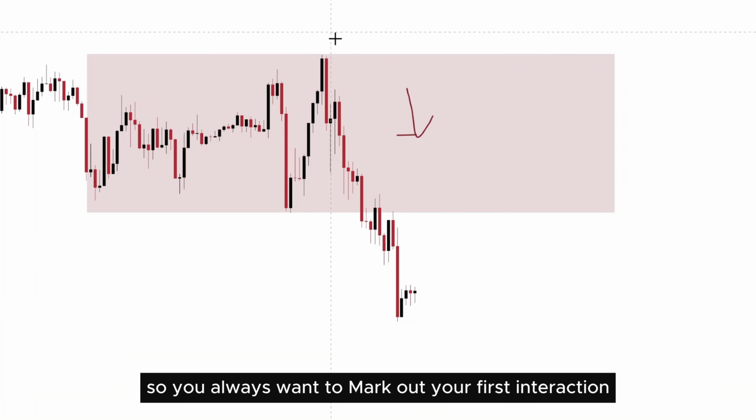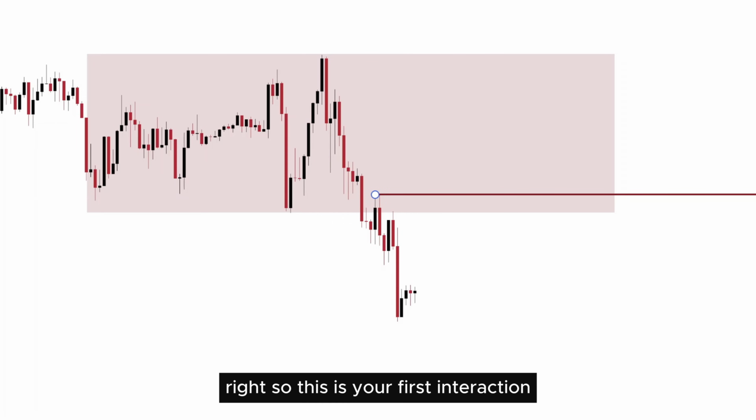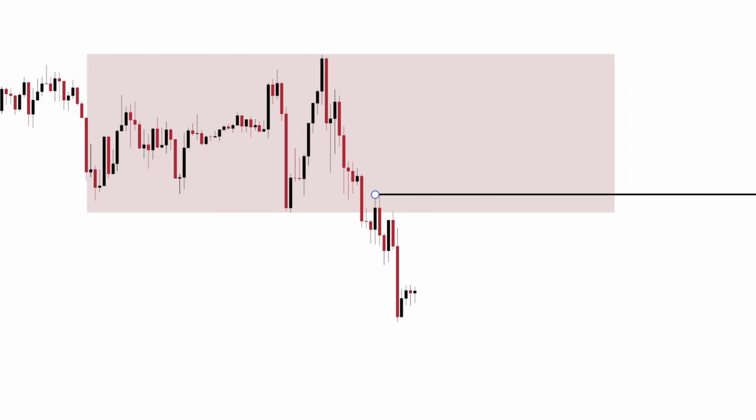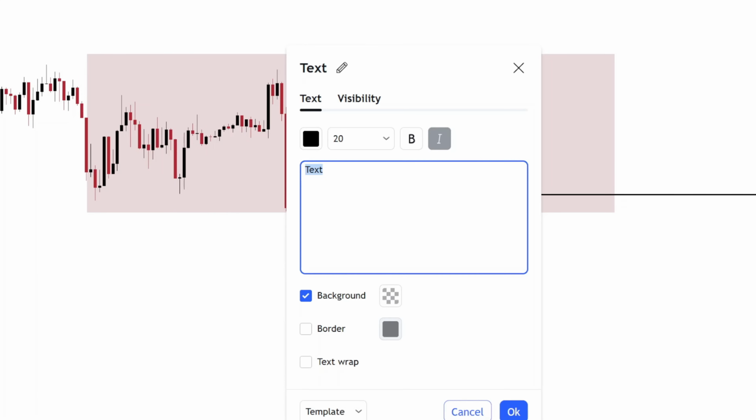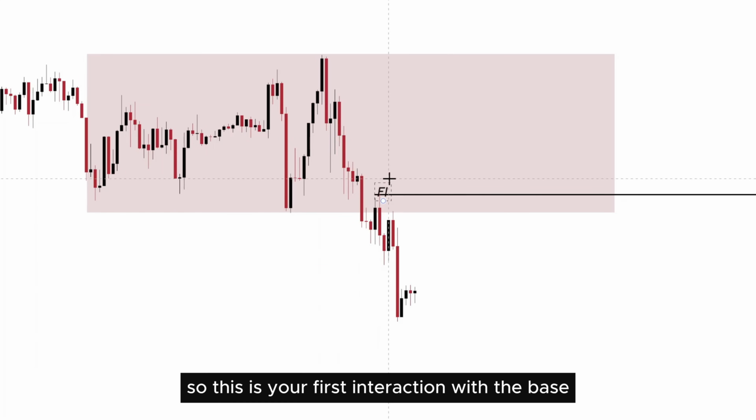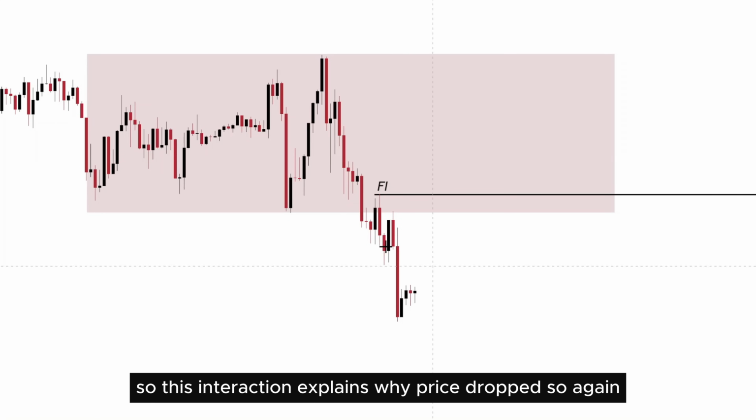So you always want to mark out your first interaction, right? So this is your first interaction with the base. So this interaction explains why price dropped.